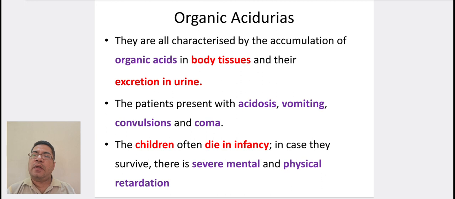They are all characterized by the accumulation of organic acids in body tissues and their excretion in urine. The patients present with acidosis, vomiting, convulsions, and coma. The children often die in infancy. In case they survive, there is severe mental and physical retardation.